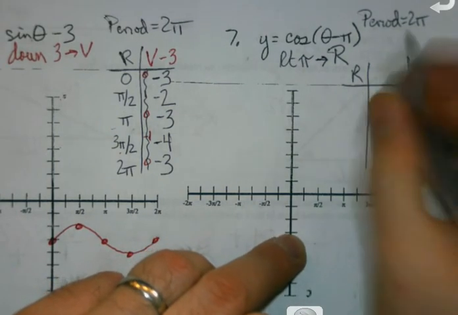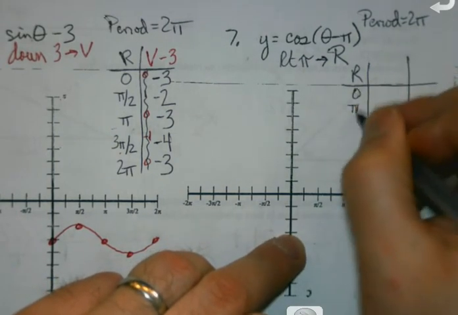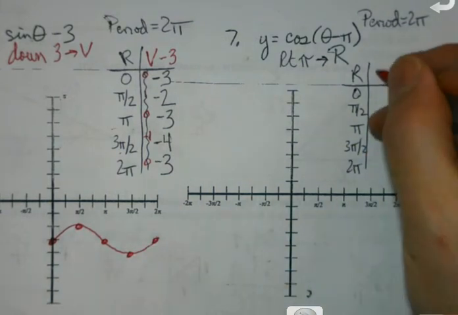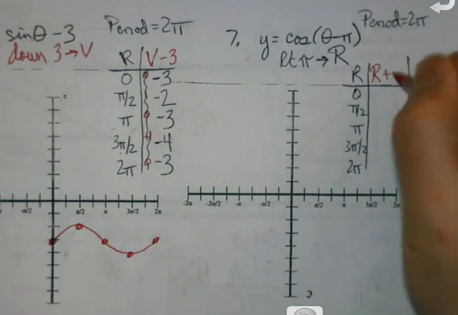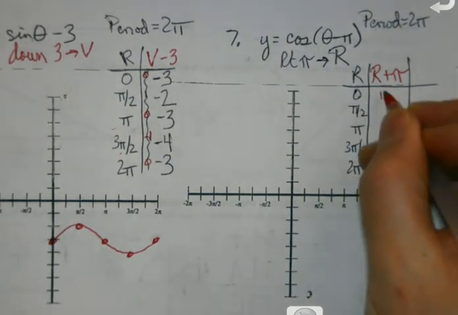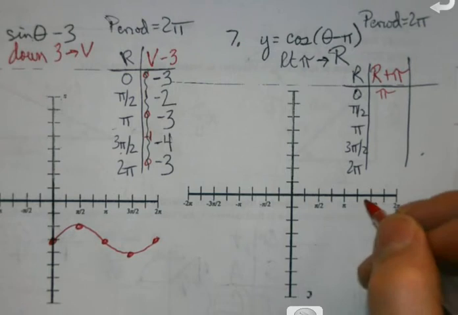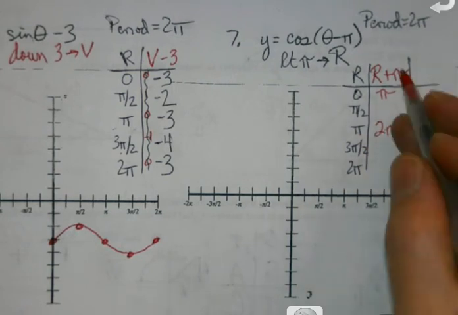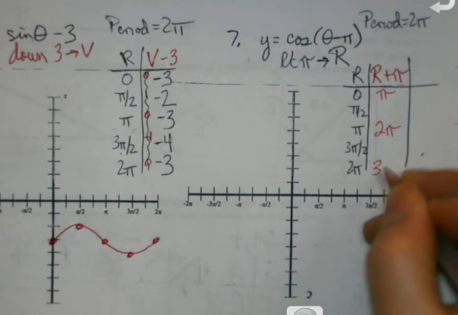Okay, my typical radians would be 0, pi over 2, pi, 3 pi over 2, 2 pi. But now I'm taking my radian value, and since I'm moving right, I'm adding pi to all of them. I'm adding a full pi to each measure. So 0 would be pi. I'll do the easy ones first. Pi plus pi would be 2 pi. 2 pi plus pi would be 3 pi.